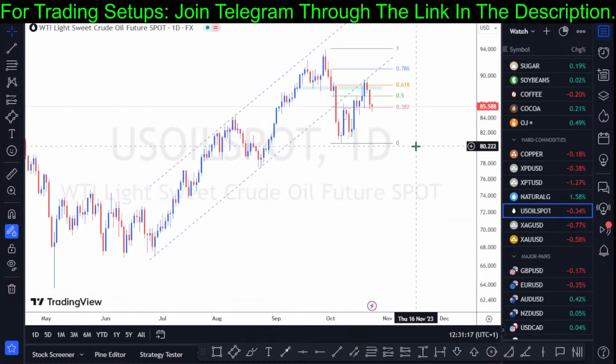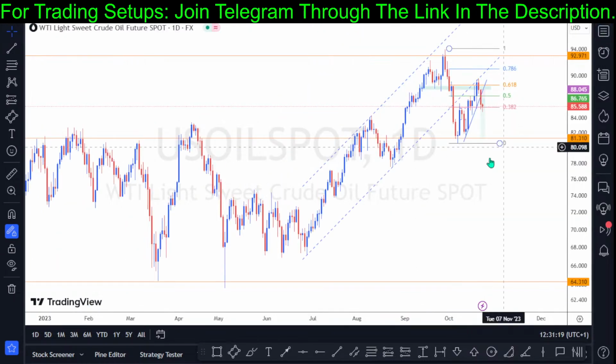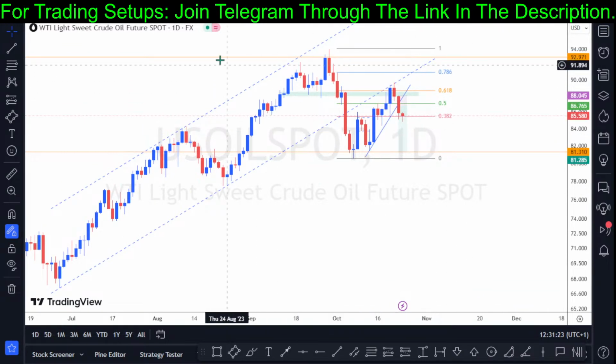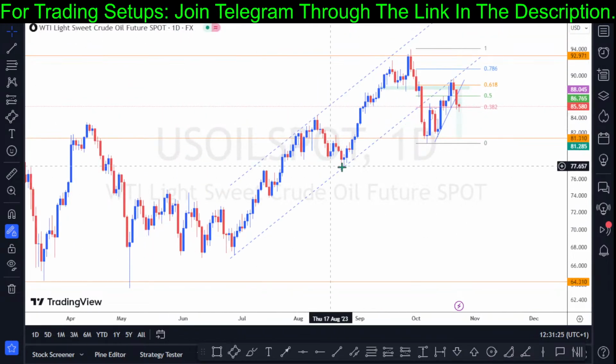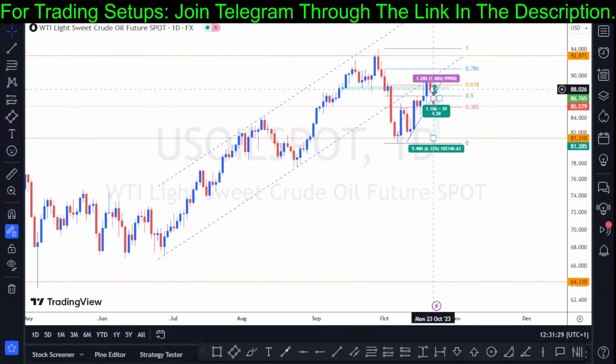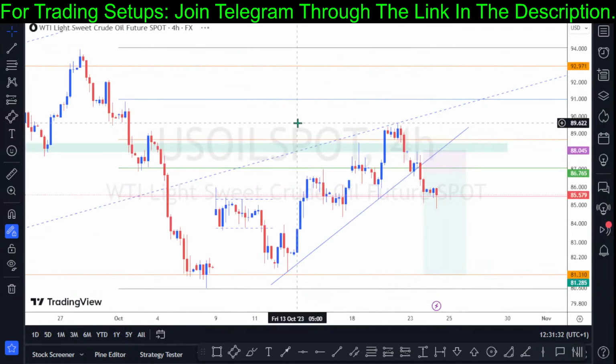Let's go to the oil market. This is the oil market. You can see I'm still looking out for a pullback. This is the uptrend on the day chart. The lower band of the channel has been broken down. We have a retest. I still want more confirmation.